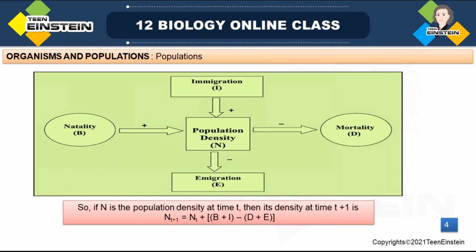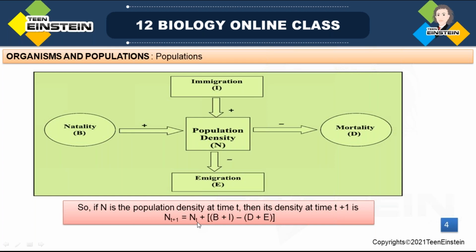At a particular time, how will we calculate? Just before that, how many individuals were there? That's what we are saying here: Nt plus 1, we need to calculate at the time T plus 1. We should know what is there at time T. Suppose at time T it is 10. Then in the next time, T plus 1, what all happened? New births are there.